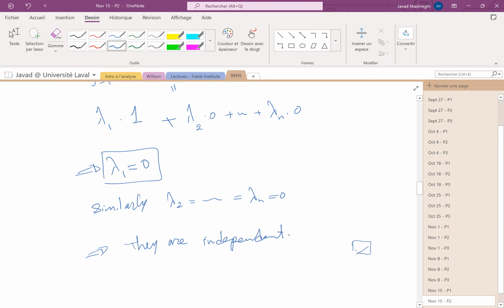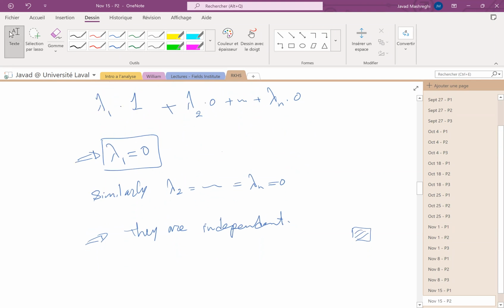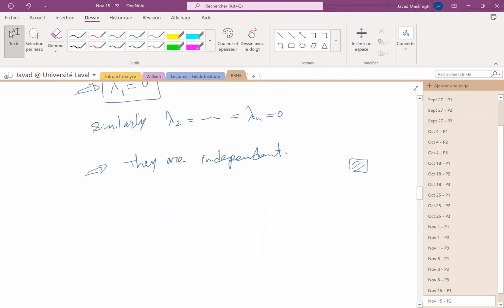And we are done. So if you have Hamel bases of the ambient spaces, then you tensor product them, you obtain a Hamel basis for the whole product.